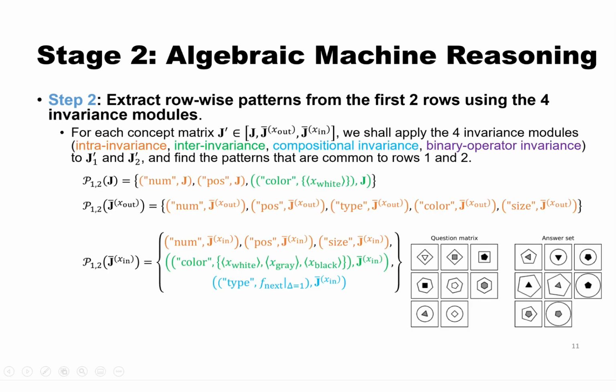Below are the sets of common patterns extracted from each concept matrix. Patterns extracted by different invariance modules are distinguished by different colors. For example, the first pattern, num_j, represents an intra-invariance pattern extracted from the first 2 rows in concept matrix J with respect to the attribute number. Now, you may have a question. How can we make use of all these patterns to solve RPMs? Let's move to step 3 to find the answer.